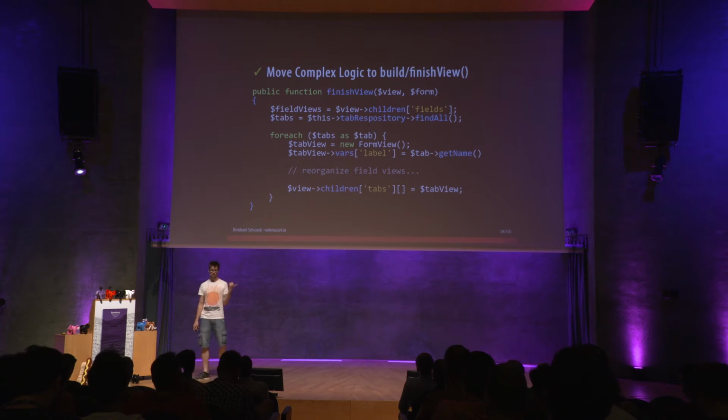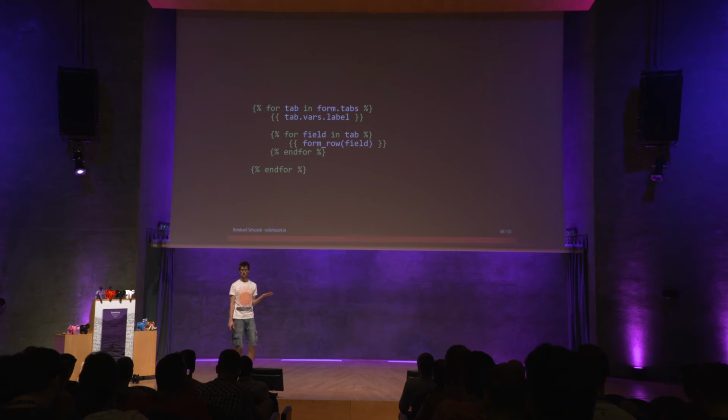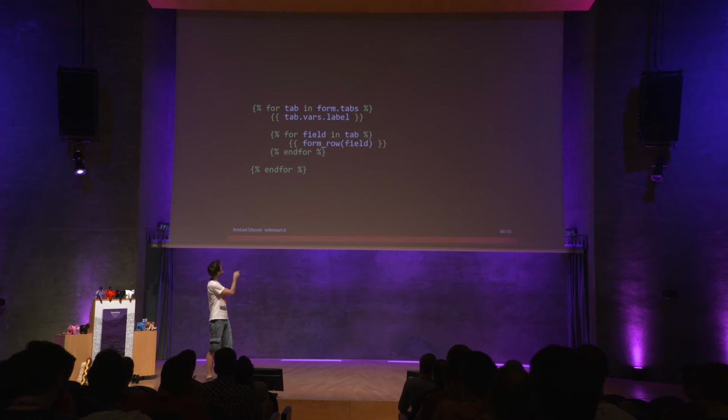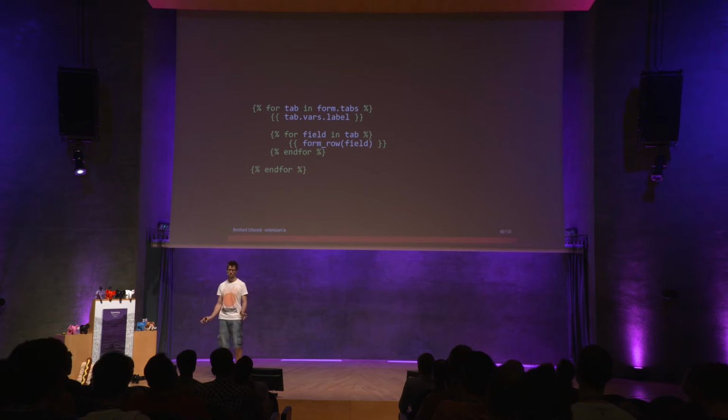And this solution made it possible to keep the Twig code very simple and very concise. Front-end developers don't usually care about how those definitions are stored in the database, right? They just want to enter it. So what they can do is they can just loop over those tabs, output their labels, and loop over the fields in the tabs and render them, more or less.